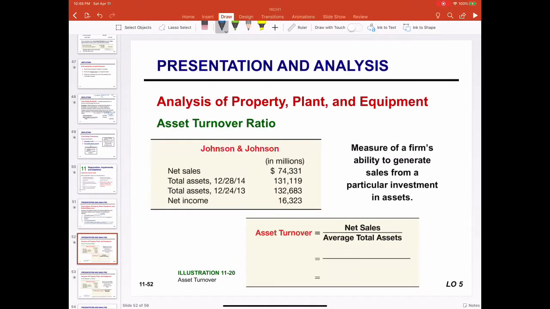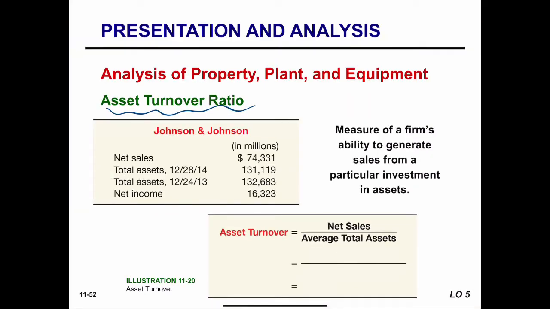The next one is how to analyze property, plant, and equipment. Actually, in chapter 9, we use inventory turnover ratio to analyze inventory. Similarly, we use another turnover ratio, PPE turnover ratio. Property, plant, and equipment turnover ratio is based on the fundamental definition of turnover, the sales divided by average assets. Inventory turnover is different. We use cost of goods sold rather than sales. We remove the effect of markup.